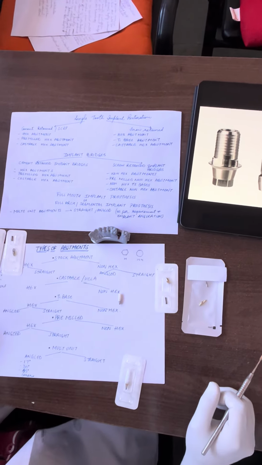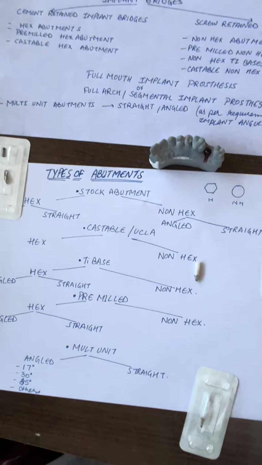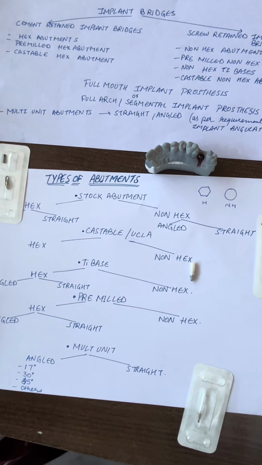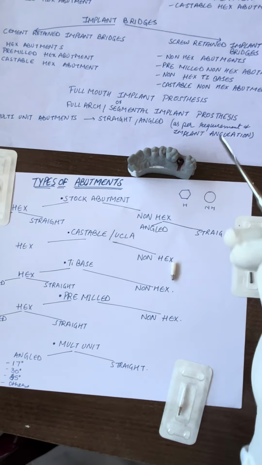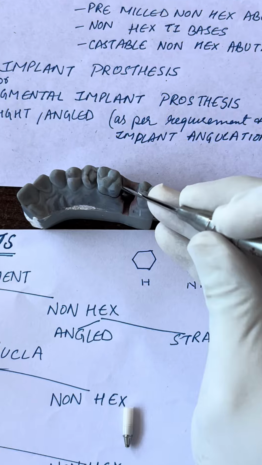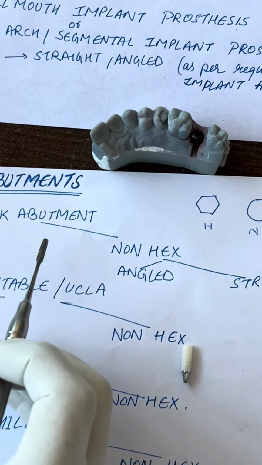Today we will discuss the different types of implant abutments. This is sometimes very overwhelming for the implantologist to know about the abutments and their uses. As we know, an abutment is a component of the implant on which the crown or prosthesis will be made, right? So first is a stock abutment.